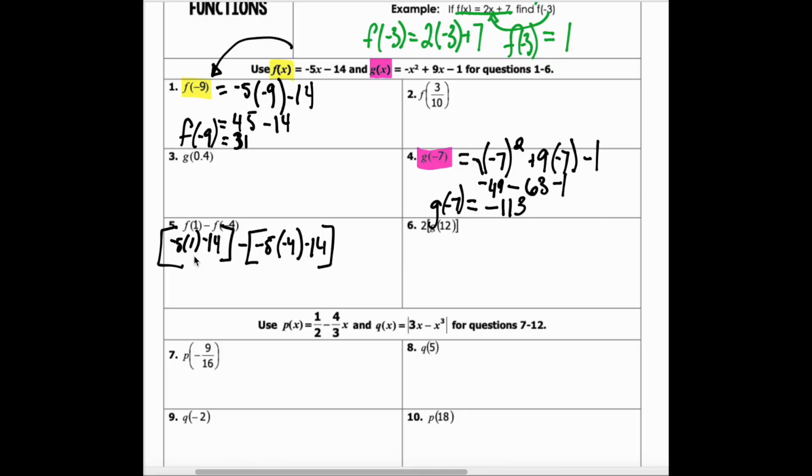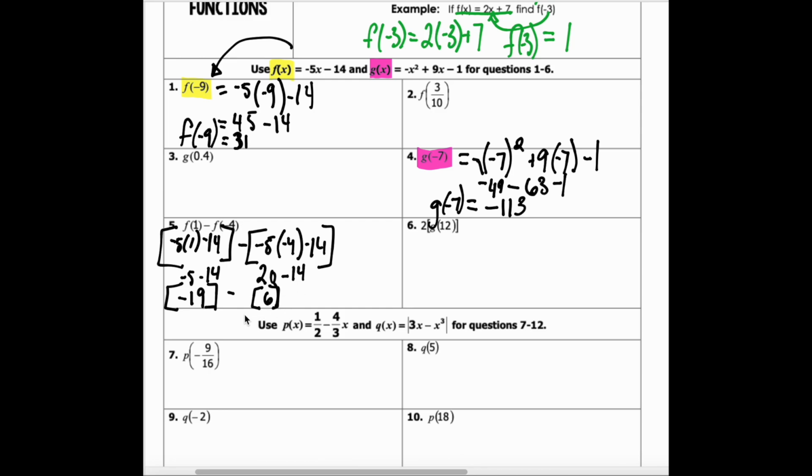Okay, so I'm going to get -5 minus 14, which is -19. And then I'm going to keep this in a bracket, or I could change it to a parentheses, either way. And then I have -5 times -4 is 20, +20, minus 14. And that's going to leave me with +6.